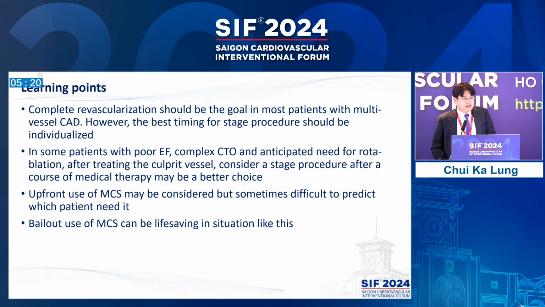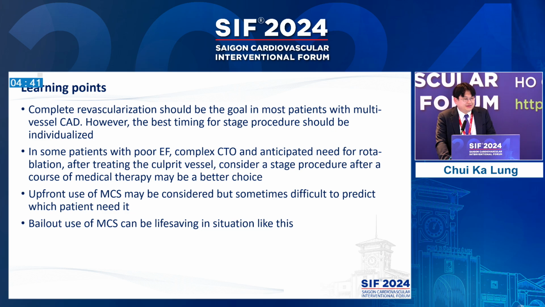Okay. So the learning point in this case is, complete revascularization should be the goal in most patients with multivessel coronary artery disease. However, the best timing for the staged procedure should be individualized. In some patients with poor EF, complex CTO, and anticipated, although I didn't anticipate use of rotor in this case, but if there's any anticipated need for rotablation after treating the culprit vessels, it's wiser to consider a staged procedure. After the patient rests for some time, with a course of medical therapy, the EF may improve, and that may be a better choice in this case.